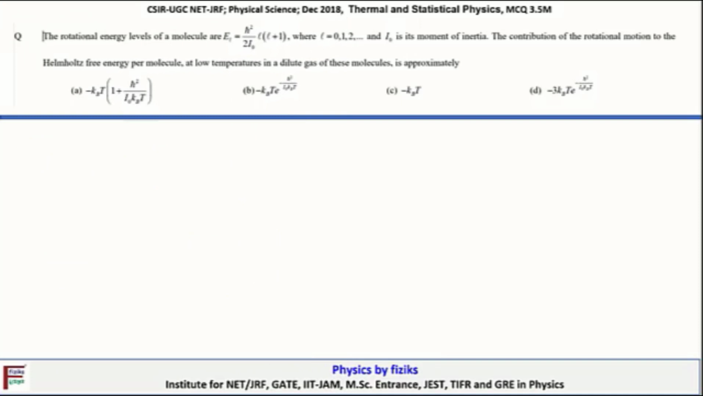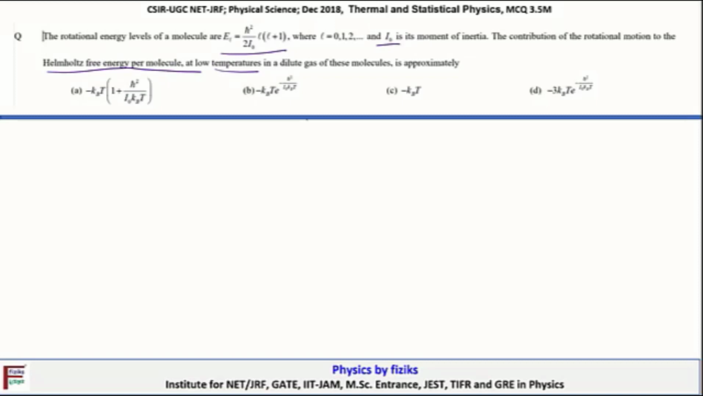So let's continue with the next question. The statement is: the rotational energy levels of a molecule are E_L equals h-bar square upon 2 I naught multiplied by L into (L plus 1), where L is equal to 0, 1, 2 and so on, and I naught is the moment of inertia. The contribution of the rotational motion to the Helmholtz free energy per molecule at low temperature in a dilute gas of these molecules is approximately.